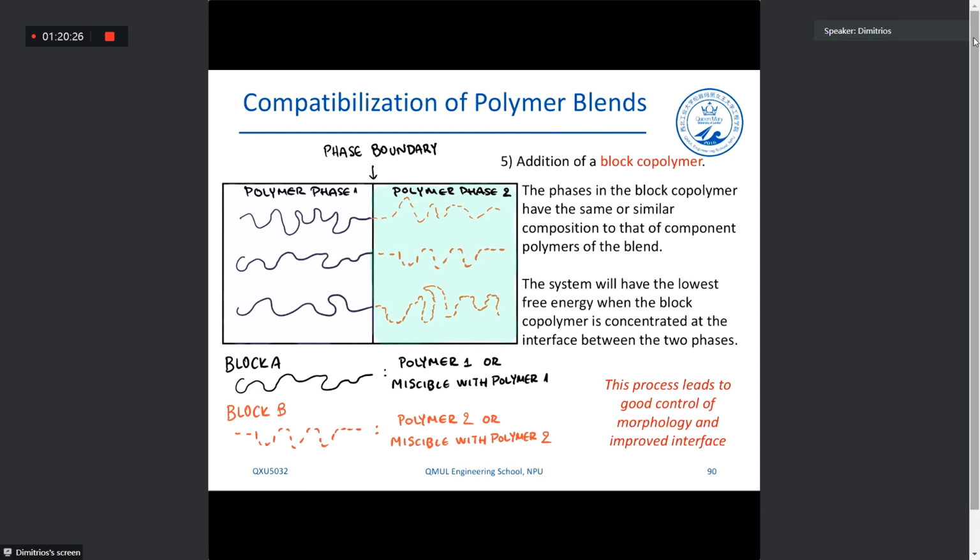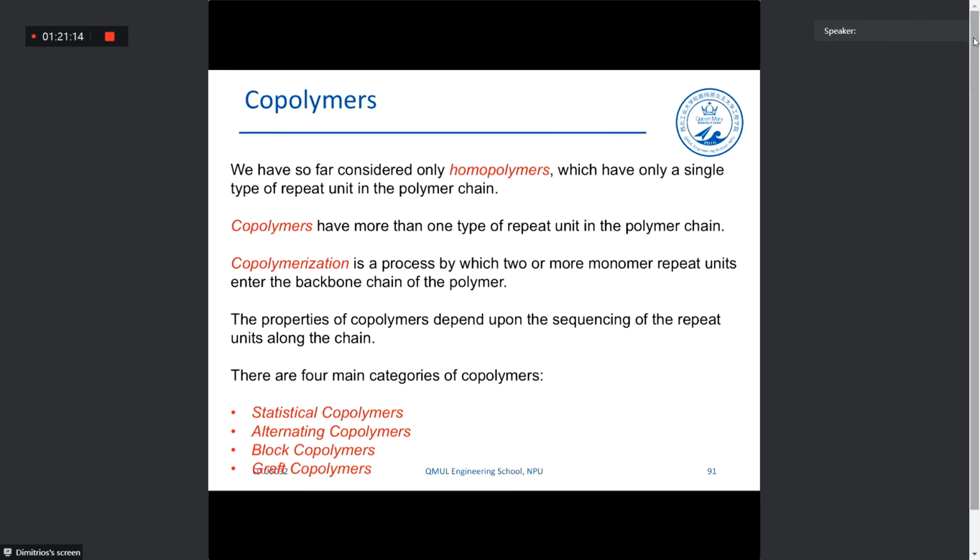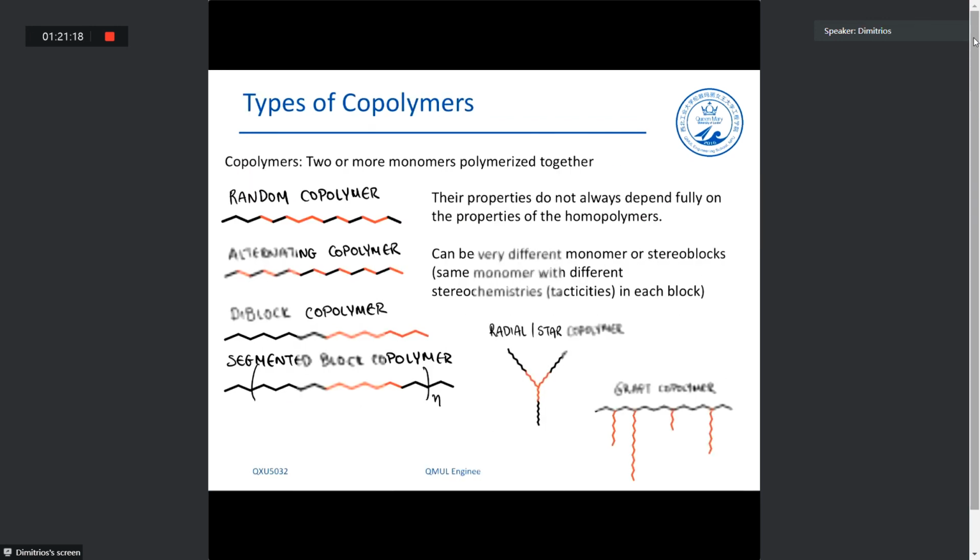Essentially, this is a process very similar to the other processes we just discussed, where the copolymer is concentrated onto the boundary between the two phases, and that provides the lowest free energy to the system. Okay. So if we have the two polymers, the purple one and the green one, we have a copolymer where block A is compatible with the purple polymer, and block B is compatible with the green polymer, and that helps with compatibilization of this polymer blend. Yeah, the different types of copolymers, it's fine.